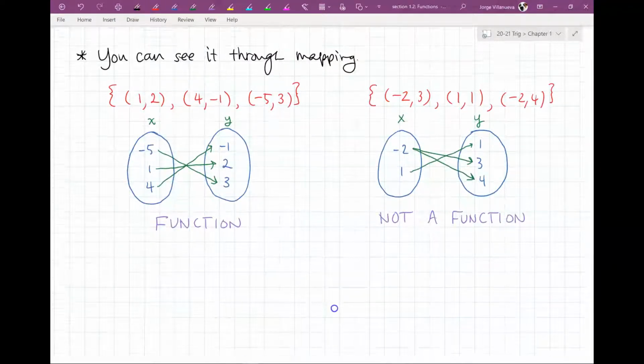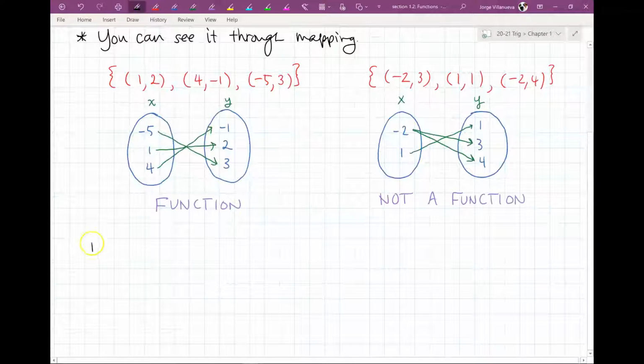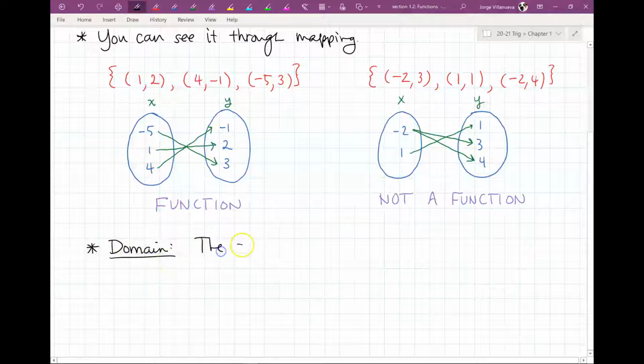Now, things that you do have to know. The words domain and range. So domain is the set of all x values that a function can obtain.